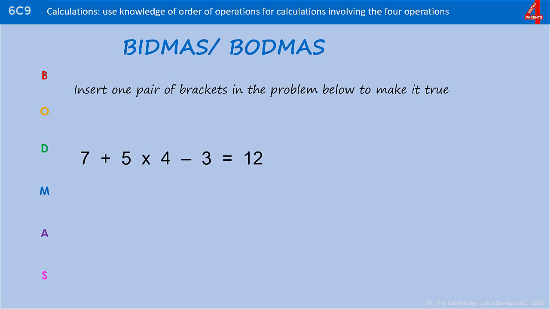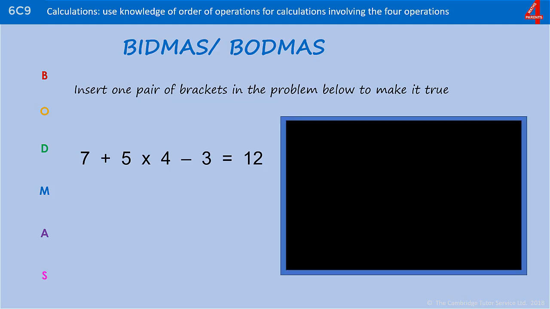Another type of question you might get will definitely require at least one pair of brackets, sometimes more than one pair. Here we have 7 add 5 times 4, take away 3 equals 12. Is that true if we don't put brackets in it? What I'm going to do, even though we don't need the brackets around 5 multiplied by 4, because that comes first anyway, it often helps to put the brackets in just to clear it in your own mind which bit you're doing first and which bit you've already dealt with.